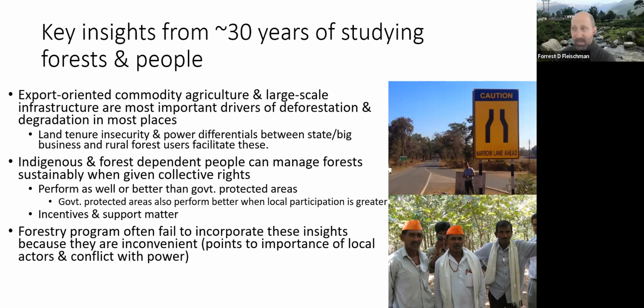The main threats to forests, the main drivers of deforestation and forest degradation, are the expansion of export-oriented commodity agriculture and the development of large-scale infrastructure. So if you look at the picture on the top, the top picture is a national highway in India that sort of bisects the country north-south. This is right in the center of India. And you see the sign, narrow lane ahead.